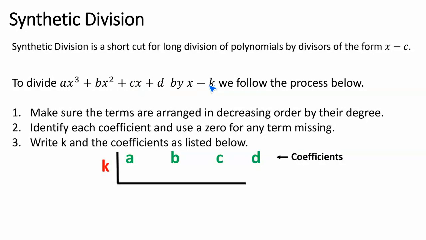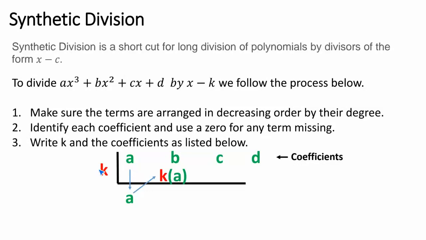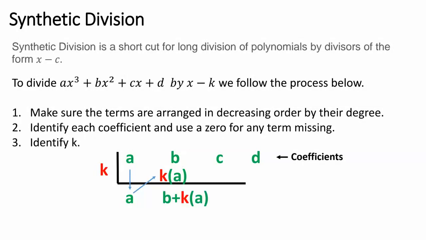Then we take our k and write it on the left side here. That is the process there. Next, we bring down the a, the first number, and multiply it times k. So k times a is ka. Then we add it to the b, so b plus ka. We keep doing that until we finish with the letter d.